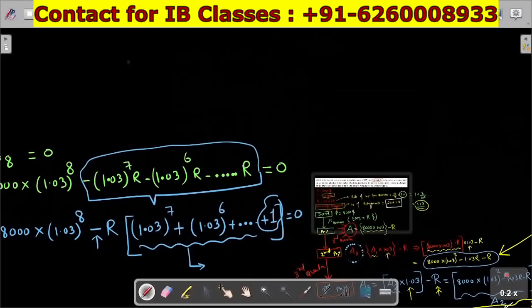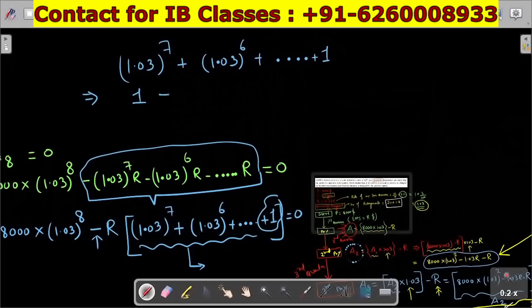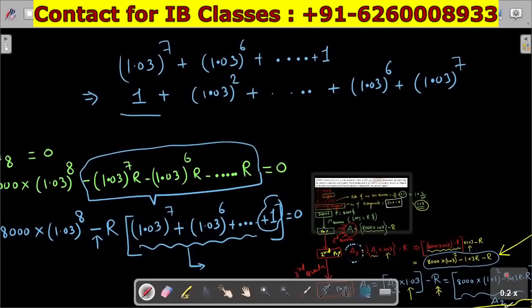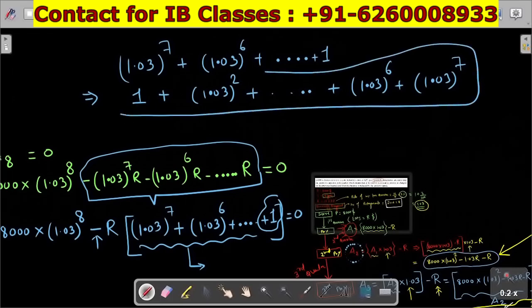Let me clear this. We have to find 1.03 raised to power 7 plus 1.03 raised to power 6 plus dot dot dot plus 1. You can write it in reverse manner also. Nothing will change. 1 plus 1.03 raised to power 1, then 1.03 raised to power 2, like this, plus 1.03 raised to power 6 plus 1.03 raised to power 7. If we take this in this manner, we will get an advantage in calculation. I will have the first term as a equals 1.